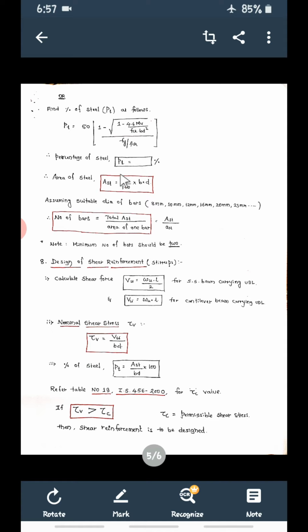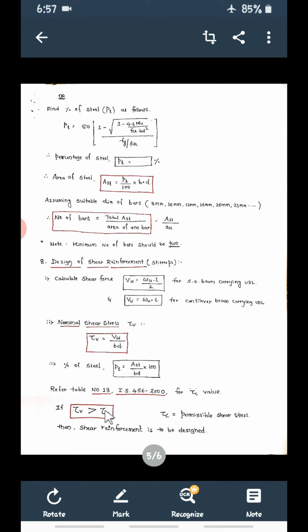So AST we already calculated here. Area of steel we have calculated. So this AST will be divided by BD: AST upon BD into 100. Whatever the AST we have calculated, that divided by B into D into 100. 100 is because of percentage. So from this we will get the PT.